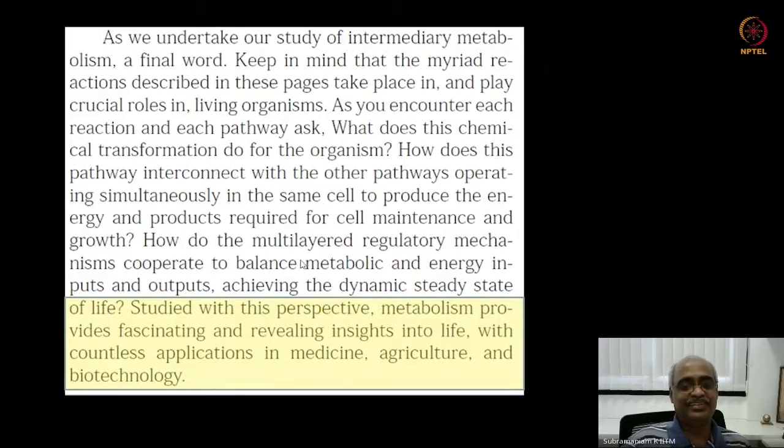So all of this is constantly happening without even your knowledge. You're not putting any conscious effort, but in your body, all this fine balancing is always happening. A lot of reactions happen, all of them in a cooperative manner, and they're all balanced. So how do they achieve the dynamic steady state of life? Studied with this perspective, metabolism provides fascinating and revealing insights into life. That's the main point. With countless applications in medicine, agriculture, and biotechnology.